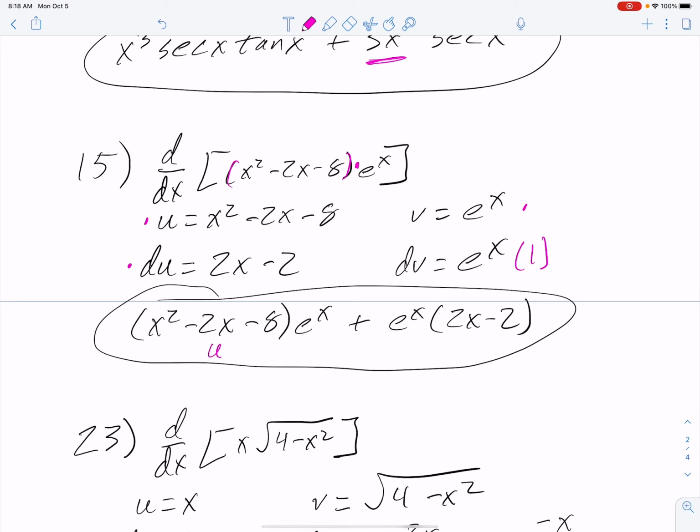And then as I write my u times dv plus v times du, there really isn't much more I can do. There really isn't anything that says e to the x needs to be in front of the polynomial or behind the polynomial. So really any kind of way you write your answer is fine.